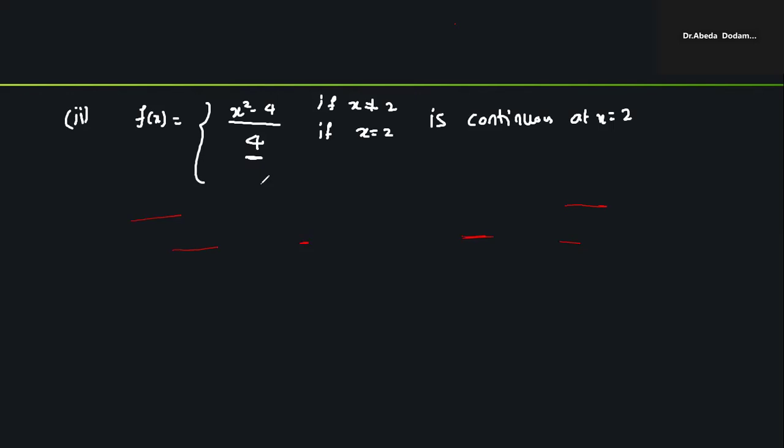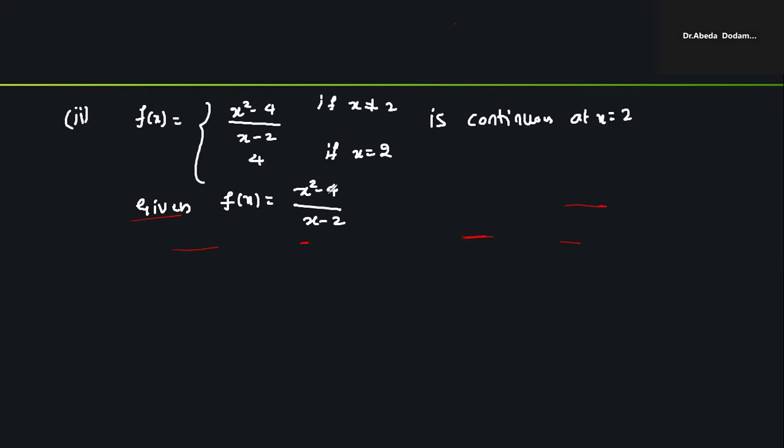So for this, let us start with the method. Given that f of x is x square minus 4, and sorry, here I have missed something, it is incomplete. Here I have x square minus 4 upon x minus 2, and it is taking the value 4 if x is equal to 2. Yeah, this is the function now. This is x minus 2.